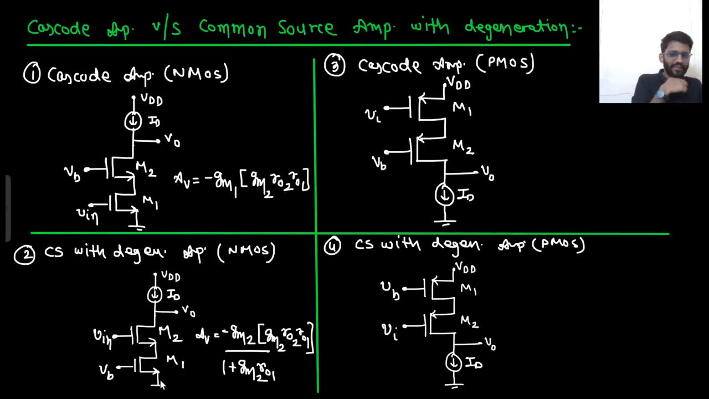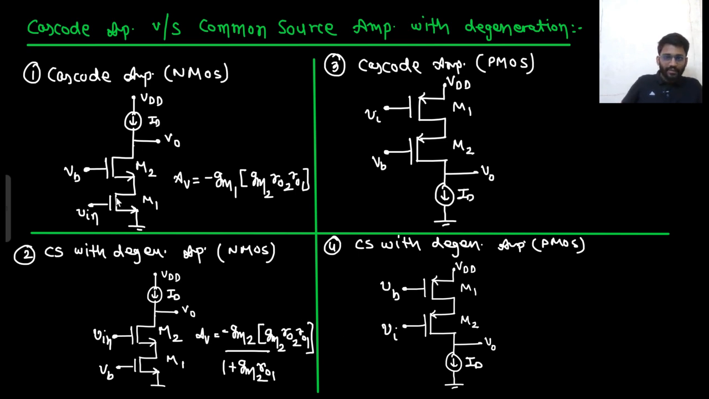Is this common source in series with common gate? No. This is common source with degeneration. Can you call this one as common source in series with common gate? Nah. This will be shorted, so this M1 will be replaced with RS. This is not an amplifier. M1 is not working as an amplifier. Only M2 is working as an amplifier.